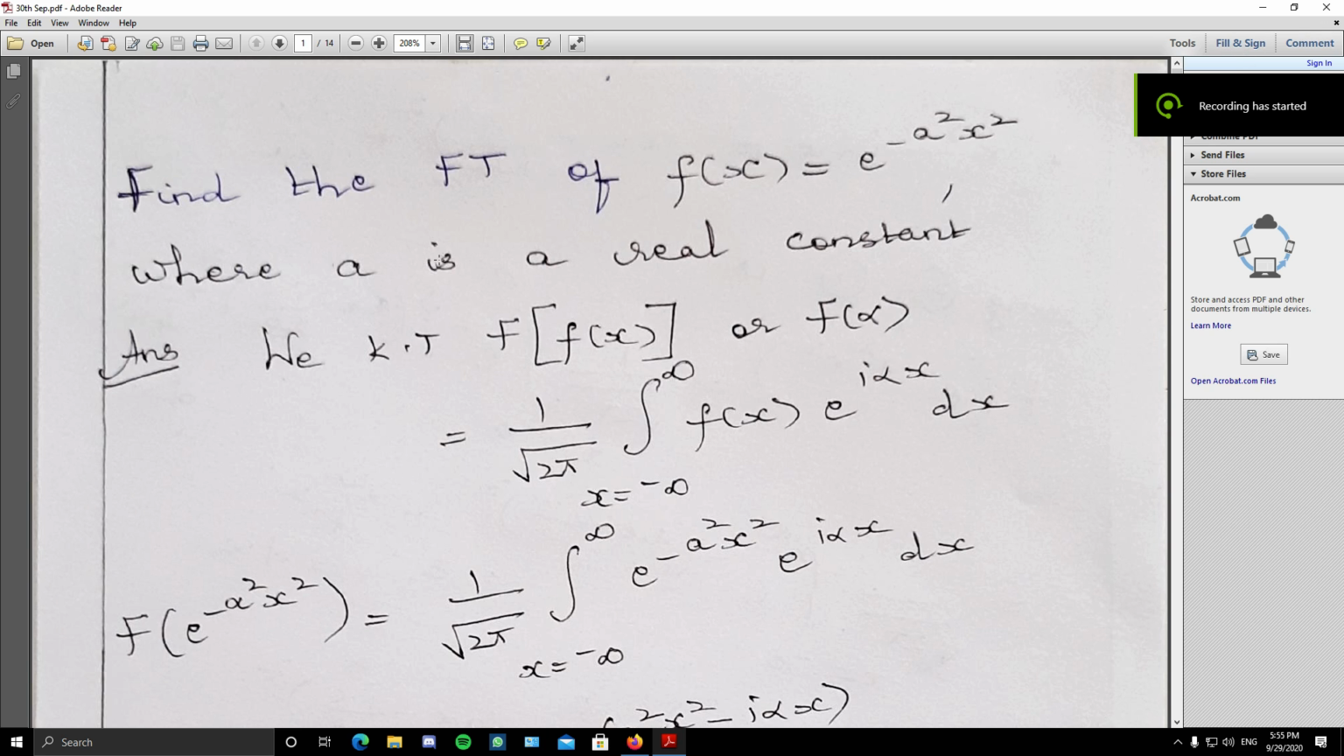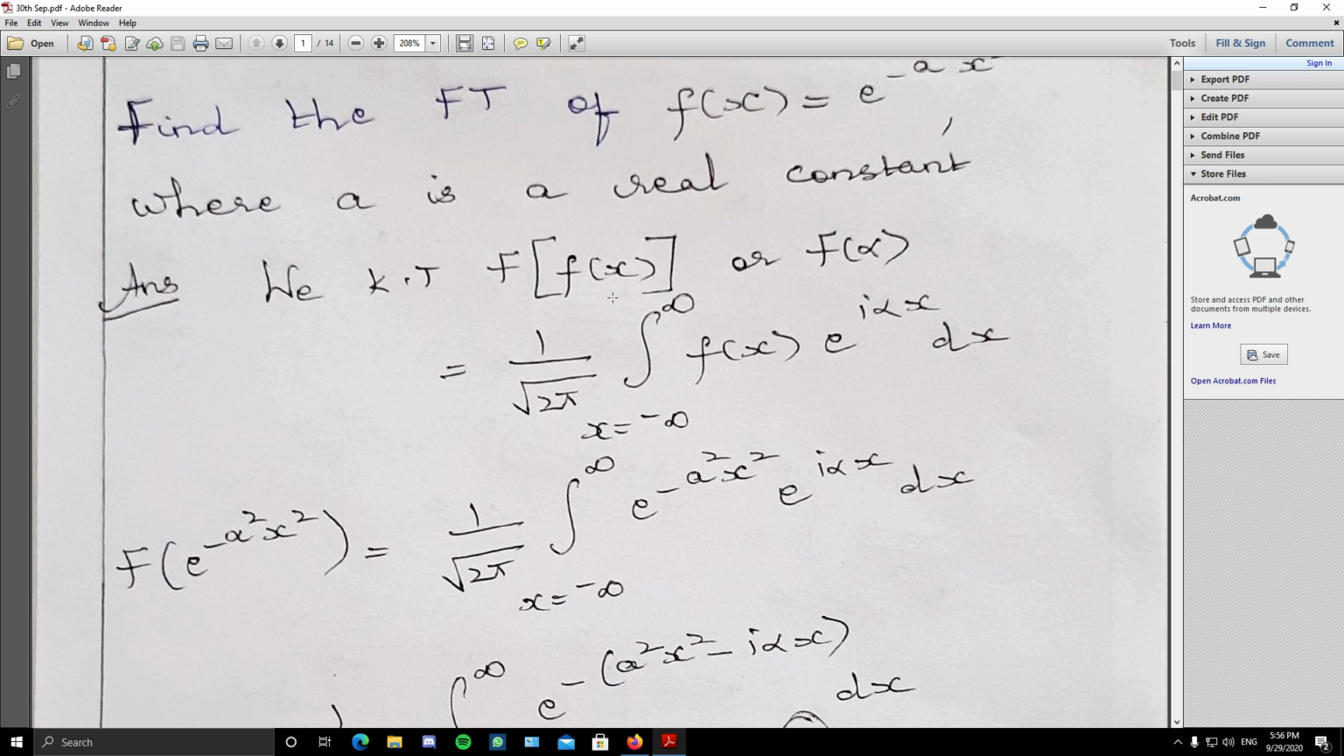So we'll continue with the problems from Fourier Transform. This is also a standard question. Find the Fourier transform of f of x equals e power minus a square x square, where a is a real constant. Start with the definition. F of alpha is defined as 1 by root of 2 pi integral x equals minus infinity to plus infinity f of x e power I alpha x dx.